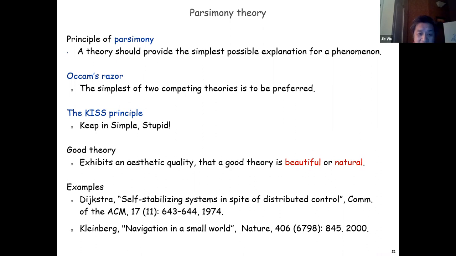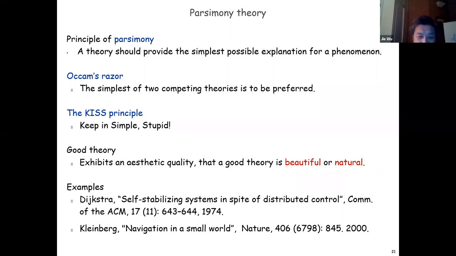So a good theory should exhibit good quality, and a good theory is beautiful and natural. If a theory is very, very complex, like when my student gave me a very complex result or explanation, it usually implies that either the student doesn't understand or he or she has not found a good solution. So I would recommend you, if you have time, to read the two papers.